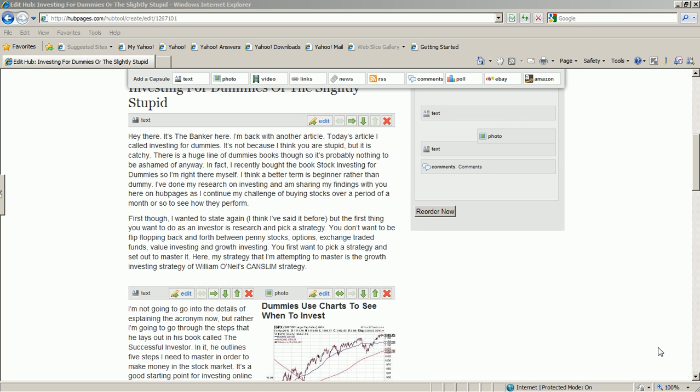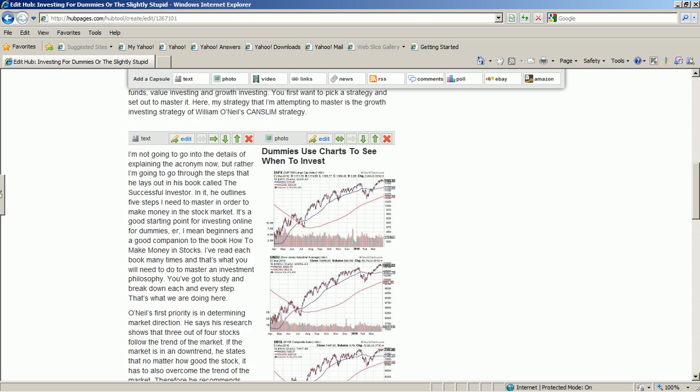In a market downtrend, no matter how good your stock is, it's going to be pulled down by the market. So step one is you only want to invest when the market's in a confirmed uptrend. And how do you determine that? Well, he says that each day you have to analyze the market.